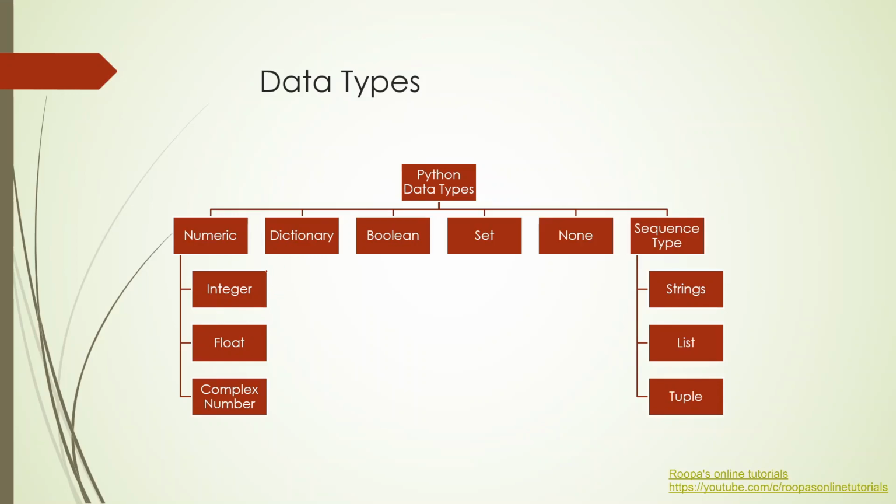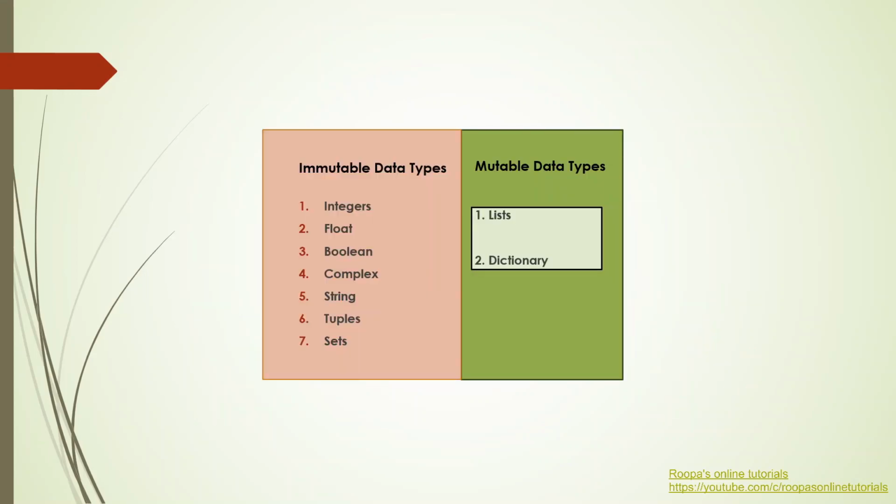The numeric data type is of three types. One is your integer data type, next is float, then you have complex numbers. And in sequence type, we have strings, list, and tuple. We'll go through each one by one. These data types can be immutable or mutable. Immutable data types are integer, float, boolean, complex, string, tuples, and sets. Mutable data types are list and dictionary.